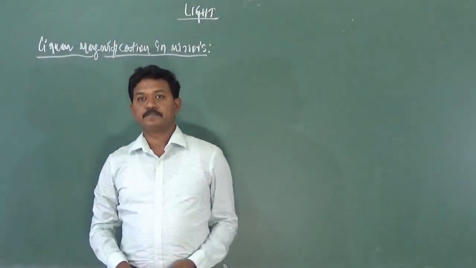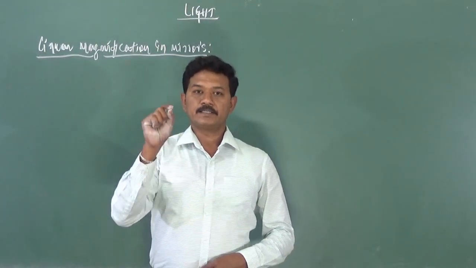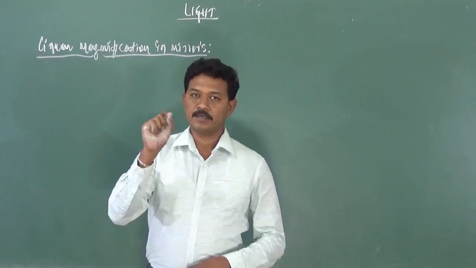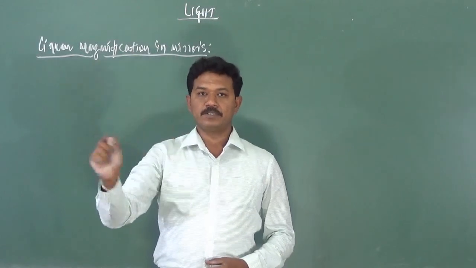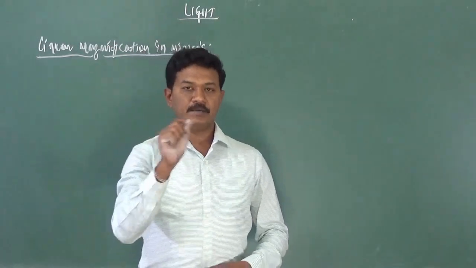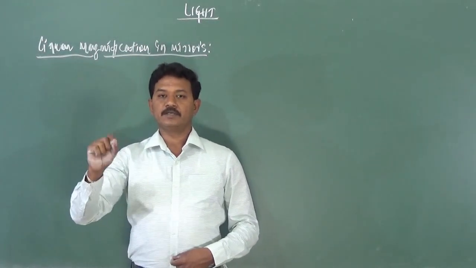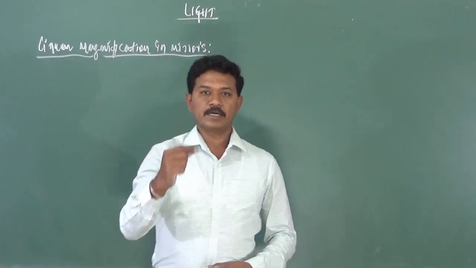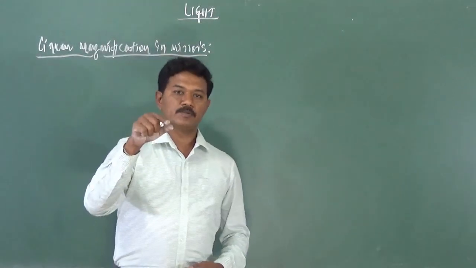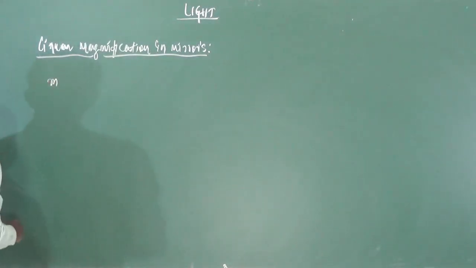So this is linear magnification in mirrors. Very important, right? Linear magnification of a mirror is the ratio between the size or height of the image of the object to the size or height of the object. This ratio we call linear magnification in mirrors, which is represented by small letter m always.